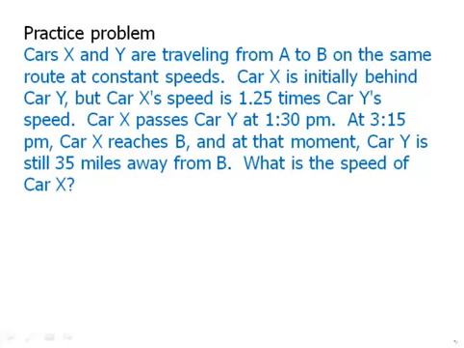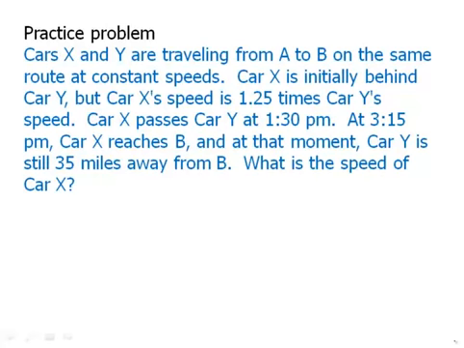At 3:15 p.m., car X reaches the destination B, and at that moment, car Y is still 35 miles away from B. So this is very interesting. Starting at 1:30, they were in the same place, and then by 3:15, car Y had opened up a gap of 35 miles. And in that time, from 1:30 to 3:15, that's not exactly 2 hours, it's 1 hour and 45 minutes, or 1.75 hours.